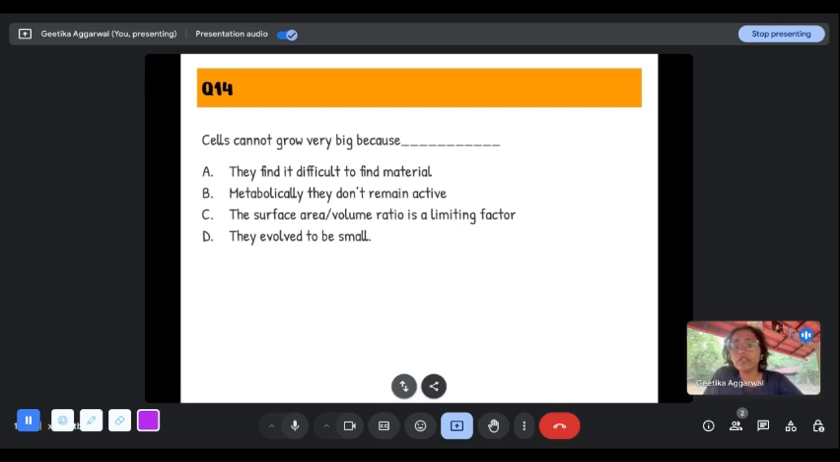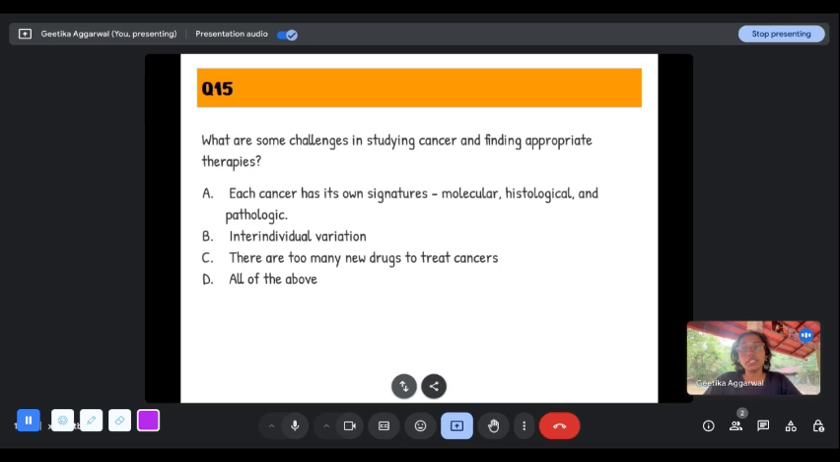Cells cannot grow very big. Why? Do they find it difficult to find material? Do they not remain metabolically active? Is the surface area to volume ratio a limiting factor? Or have they evolved to be small? As discussed during this lecture, it's the surface area to volume ratio which is a limiting factor, because if a cell keeps increasing in size, its volume will keep expanding, but the surface area will not increase quite as much to properly let the exchange of materials happen.